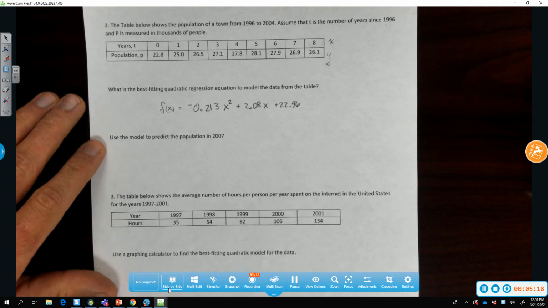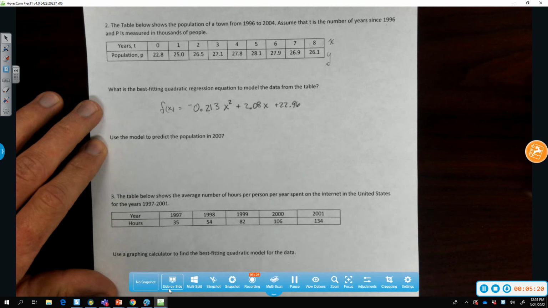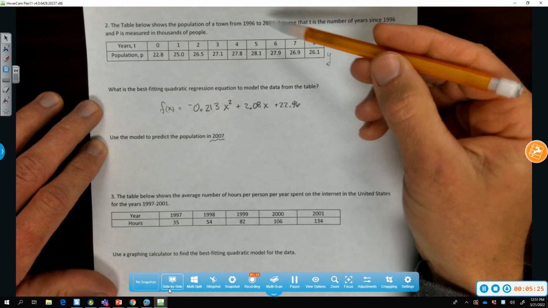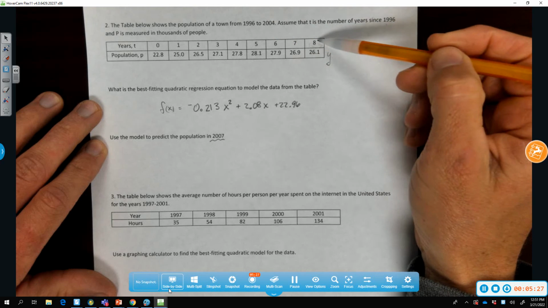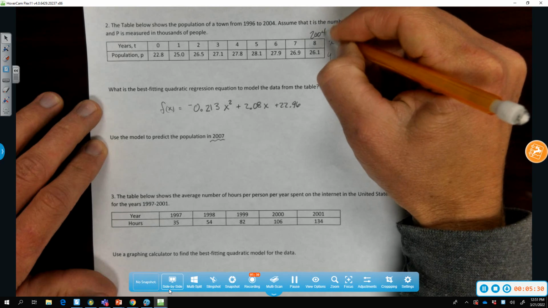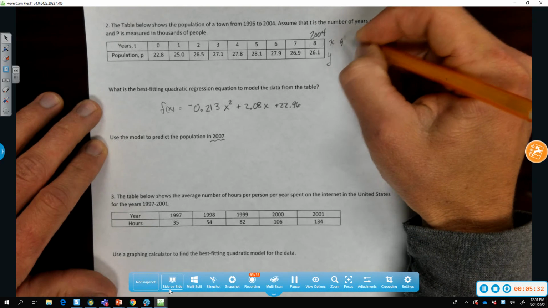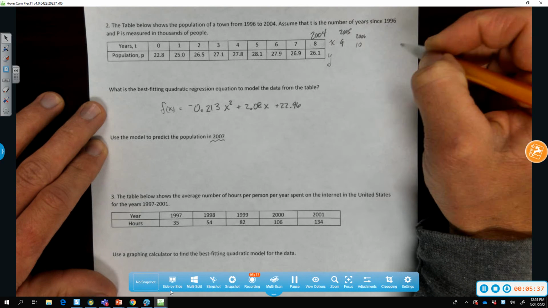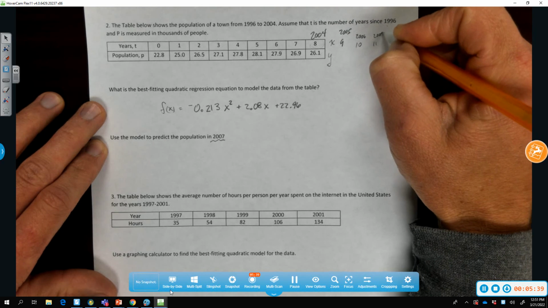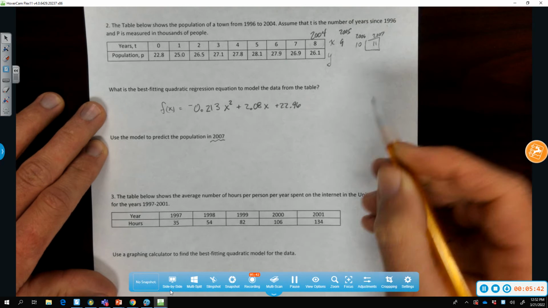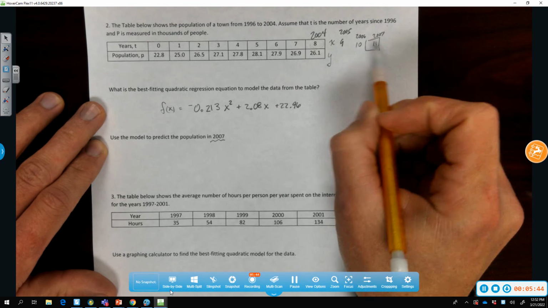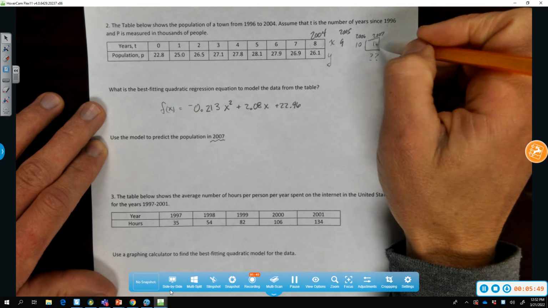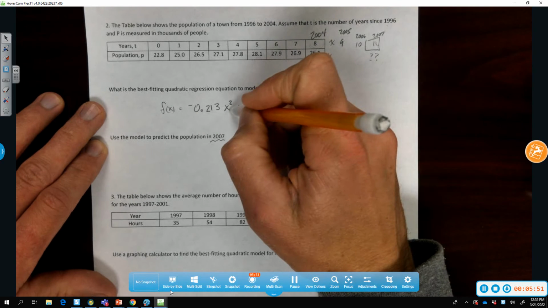Now part B says, use the model to predict the population in 2007. Well, I know the data goes from 1996 to 2004, so 2004 is year 8. Then year 9 would be 2005. Year 10 would be 2006. Year 11 would be 2007. So I want to know, when the x value is 11, what is the y value? What's the population?